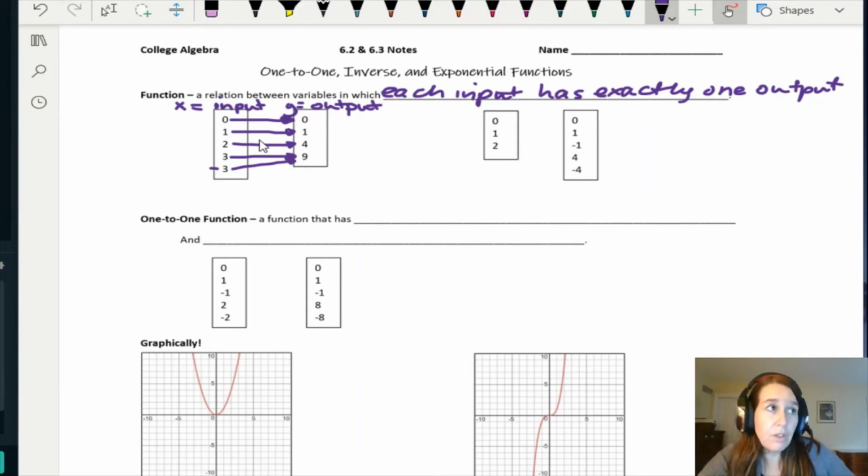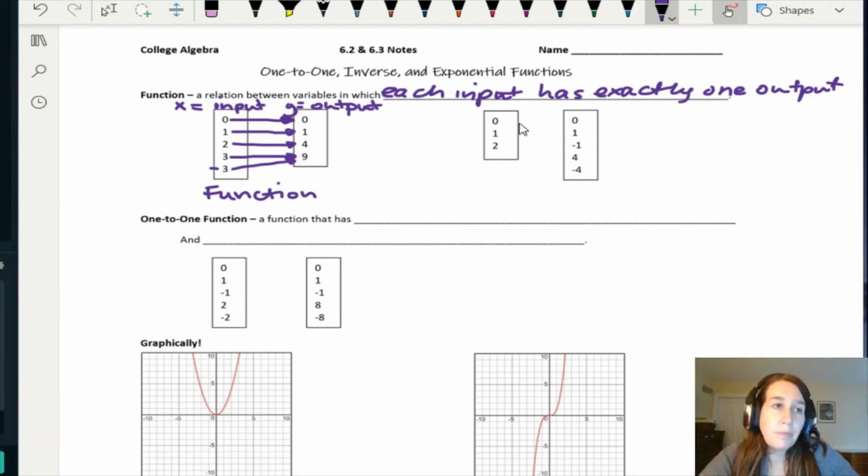So notice though that each of the inputs has one unique output. When we put in 3, we always get 9. When we put in -3, we always get 9. We don't sometimes get -9, right? So this is defined as a function.